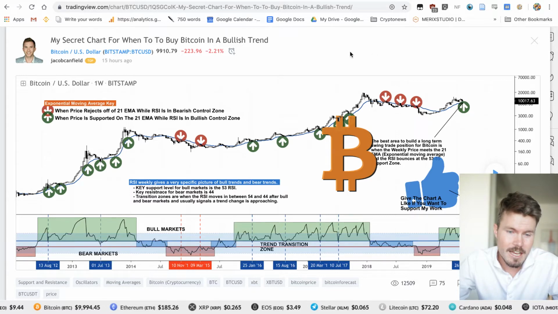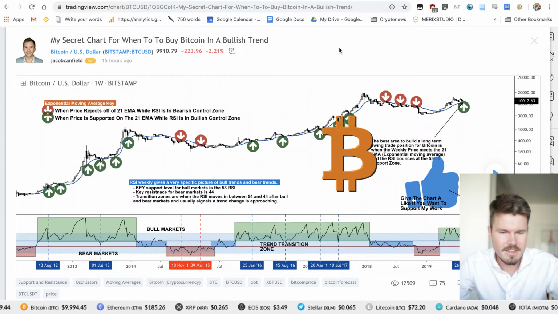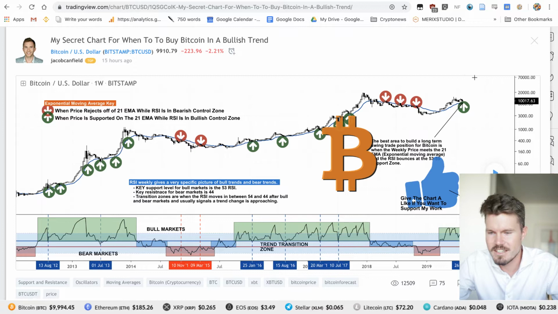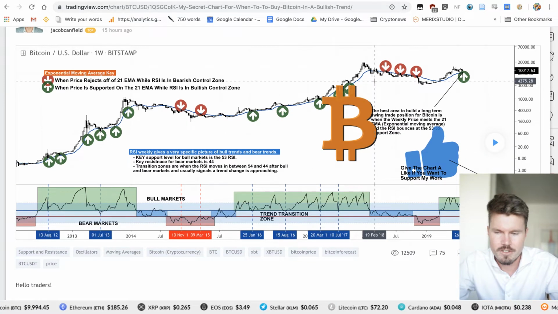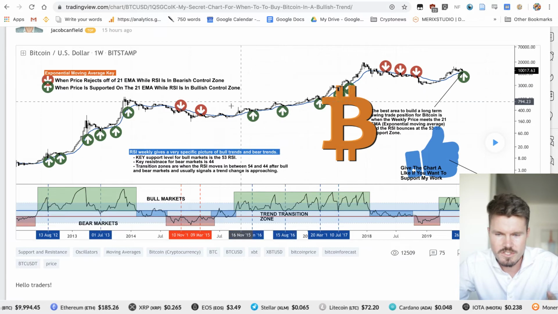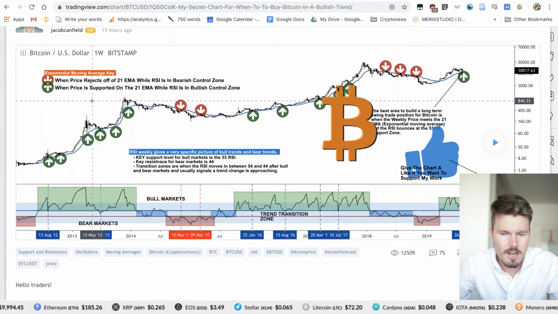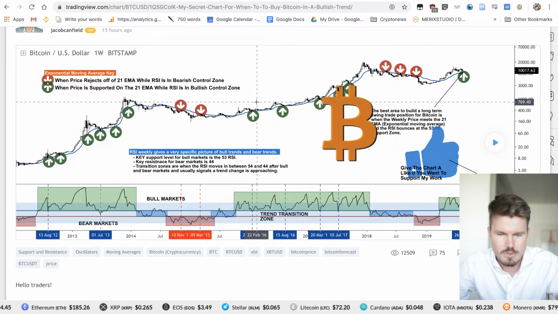Now, I'm very happy that Jacob Canfield decided to share this chart with us. And I want to break it down so that you can understand what's going on. There's many things going on in the chart, but it's actually pretty simple to understand.